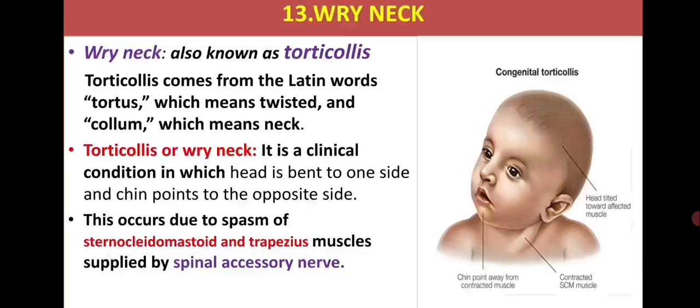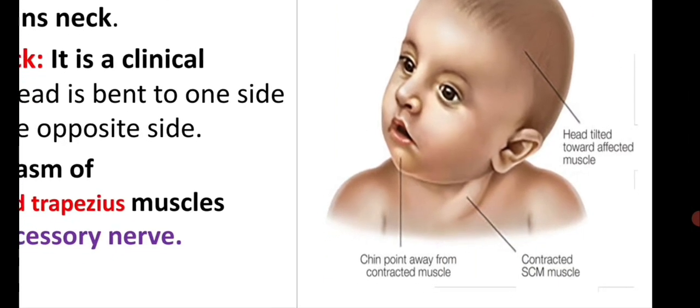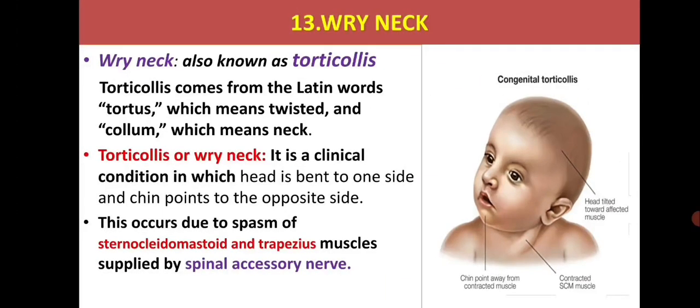So this image is showing congenital torticollis. Here the contraction of the sternocleidomastoid muscle leads to the head tilted towards the contracted muscle, and the chin is pointed opposite to the contracted muscle. So this is about the wry neck.